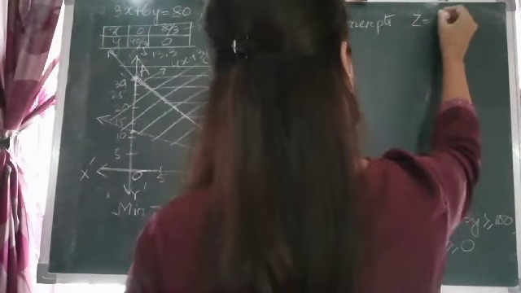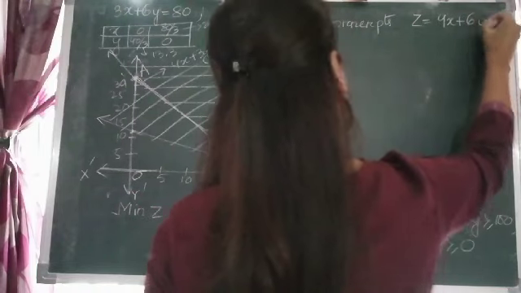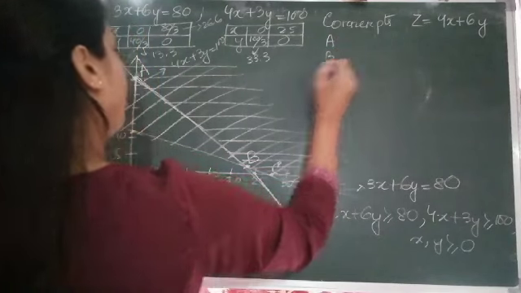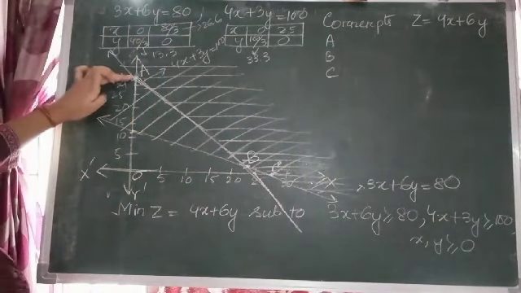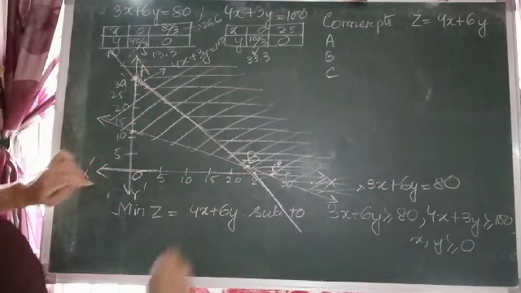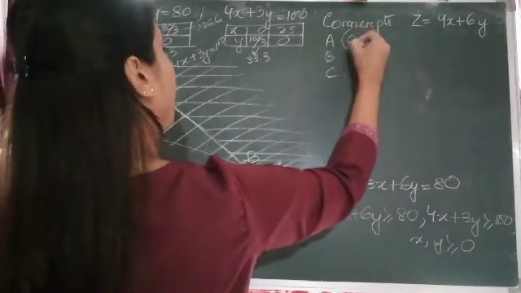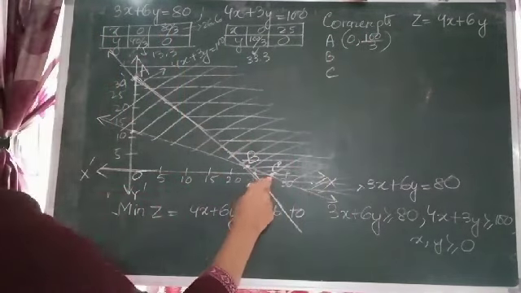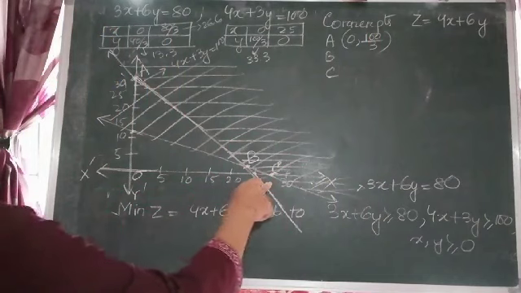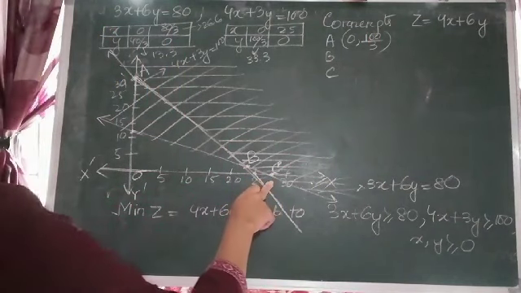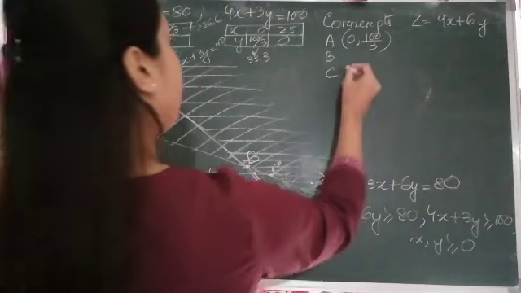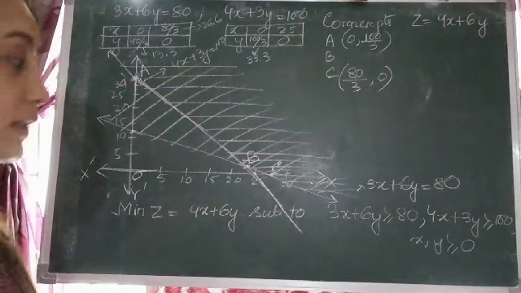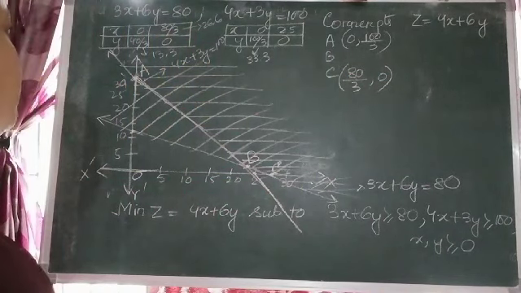Z is equal to 4x plus 6y. So corner points are A, B and C. The coordinate of A is 0, this was how much? 33.3, that is 0, 100 by 3. Next B you have to find out, and C. C is 80 by 3, this is 26.6. So 80 by 3, 0. Let's find out the coordinate of B now.